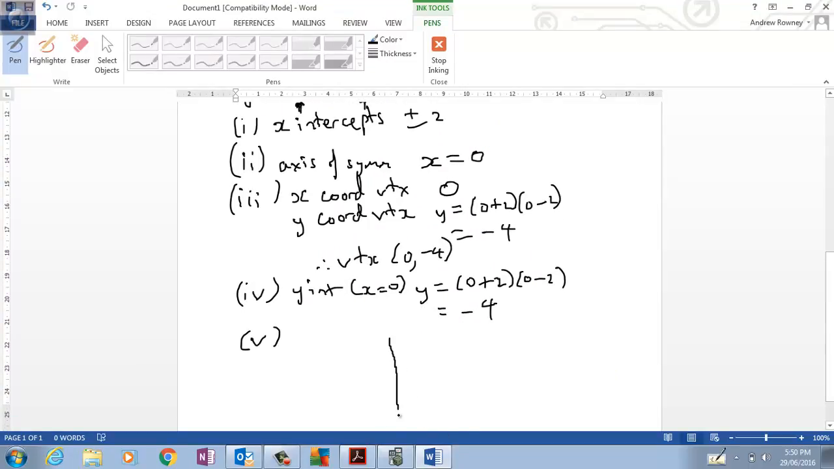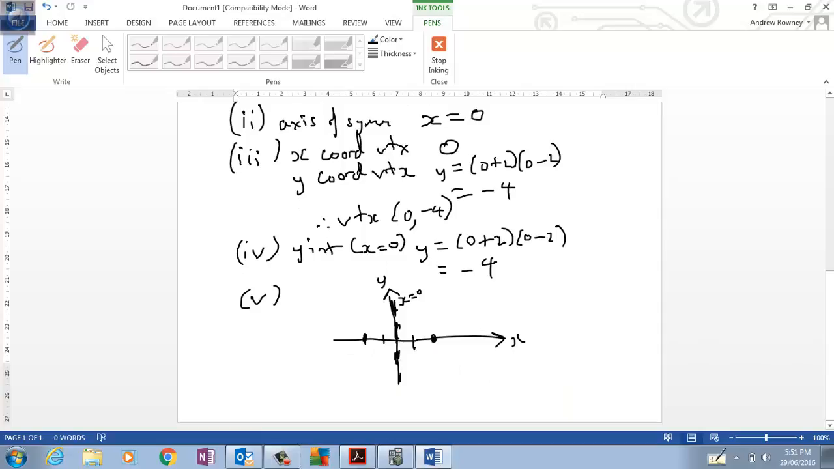Now part 5, we have to sketch all of this, put all this information together on a graph. So we can put in our x and y axes, and we have to label all these critical points. So it cuts at minus 2 there and plus 2, which is there. They are the two x-intercepts. The axis of symmetry is in between, the x equals 0 axis of symmetry. And the y-intercept is the vertex, which is (0, minus 4).